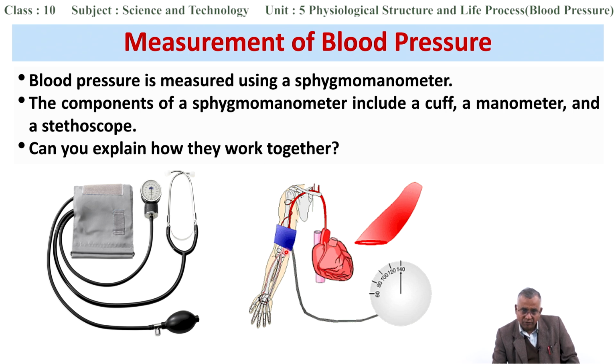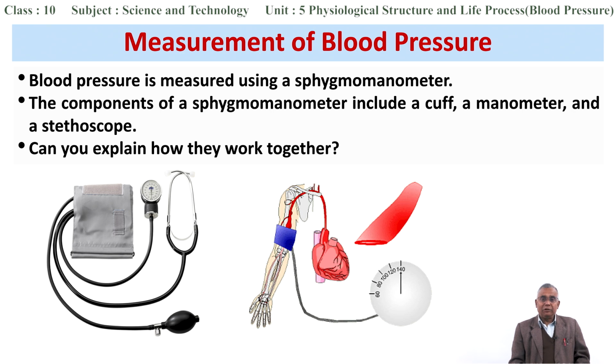Yes, the diaphragm of the stethoscope is kept there, and it picks up the sound of the pulse. In fact, that is the pulse, not the heart. At which reading it starts to give sound, that is the highest blood pressure, the systolic. And when the sound disappears, that reading is the lowest, the diastolic. In this way blood pressure is measured.